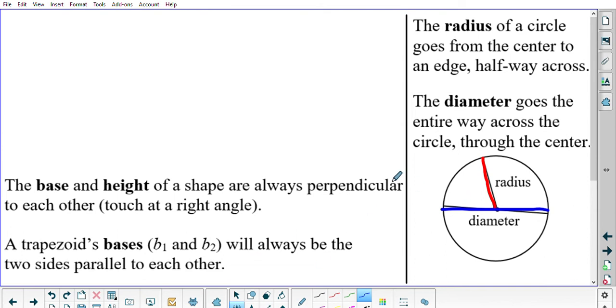Now, other things I want to talk about, and you will actually see this on your formula sheet. The base and height of a shape are always going to be perpendicular to each other, which means they're going to touch at a right angle. That is true for the triangle, for the trapezoid, and also for the parallelogram. Now, specifically, let's talk about the trapezoid. The trapezoid's bases, which on your formula sheet are called B1 and B2, are always going to be the two sides that are parallel to each other. So base and height are always perpendicular, meaning they touch at a right angle. Bases of a trapezoid, B1 and B2, are always going to be the two sides that are parallel to each other.